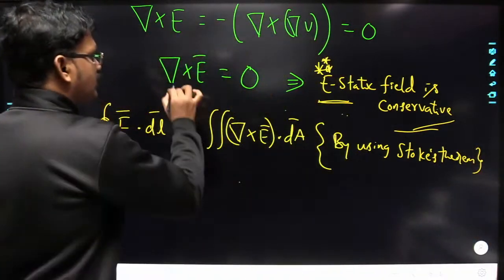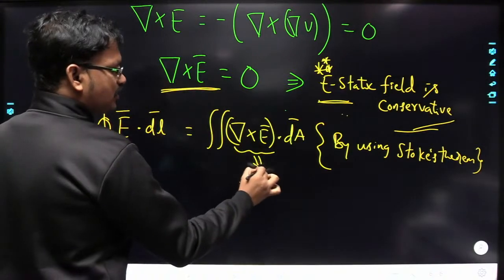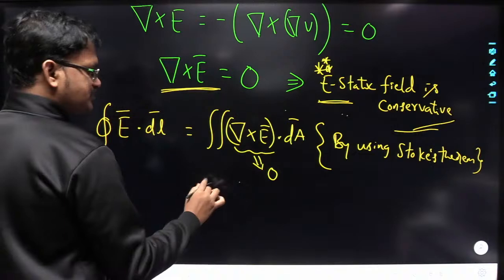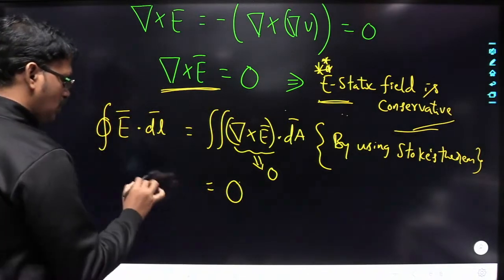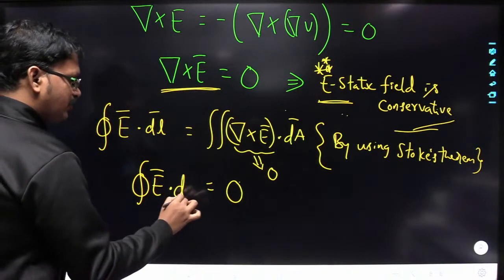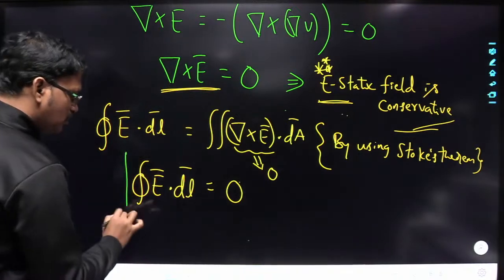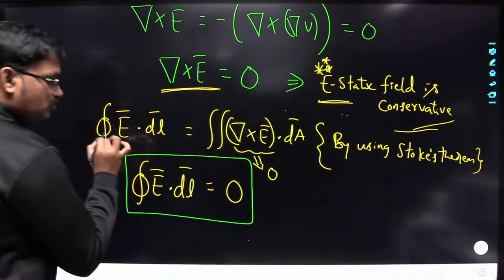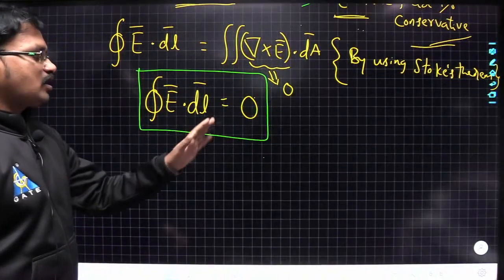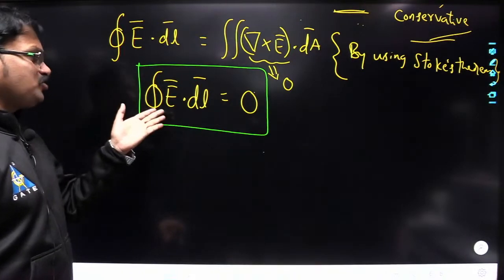Understood? And we have seen that del cross E bar is equal to 0. So this total right-hand side term will go to 0. That means the circulation of electric field around any closed loop is equal to 0. Yes or no? It is not a new thing here.